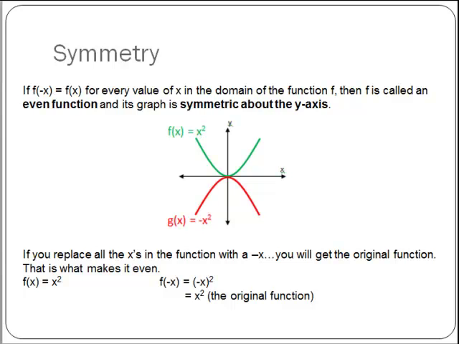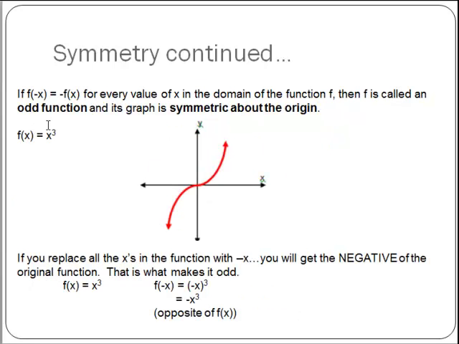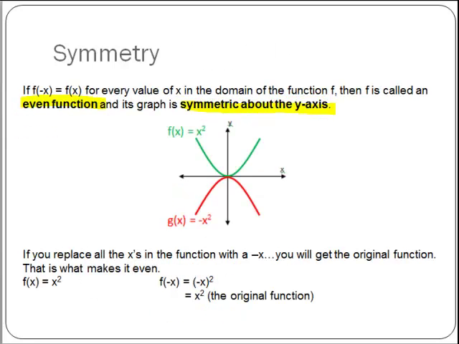Now we get to talk about symmetry. What I want you to remember is that an even function is symmetric about the y-axis, and an odd function is symmetric about the origin. Okay, so what exactly does that mean? For an even function, if you were to plug in a negative x into your function and you get the original function back again, then you have an even function.